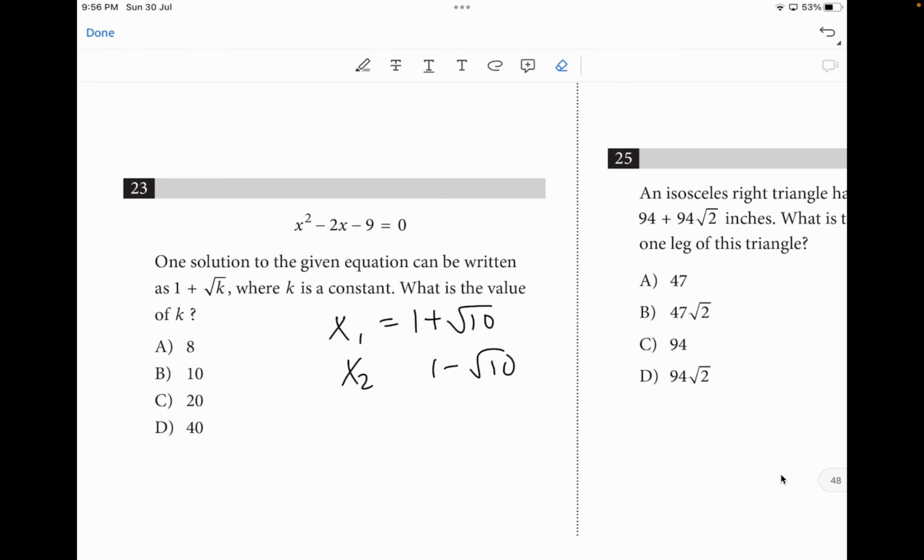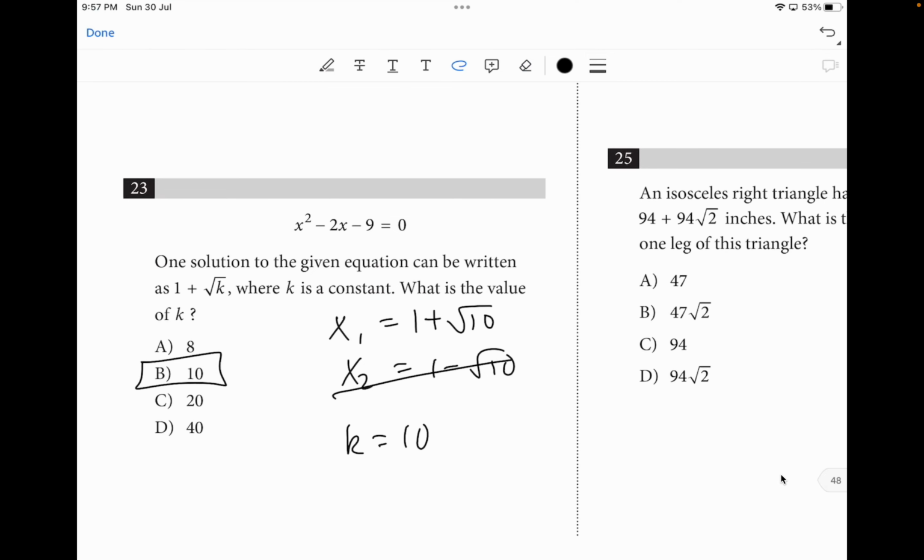We're going to be using the first value of x, so just cut out the other value, x2. And we know that k is equivalent to 10. So for question number 23, choice B is going to be the correct answer. And the answer for k is 10.